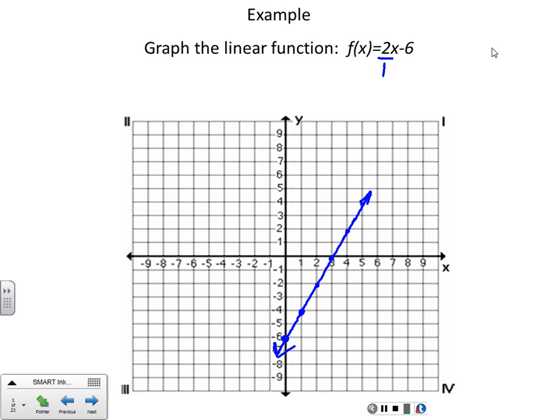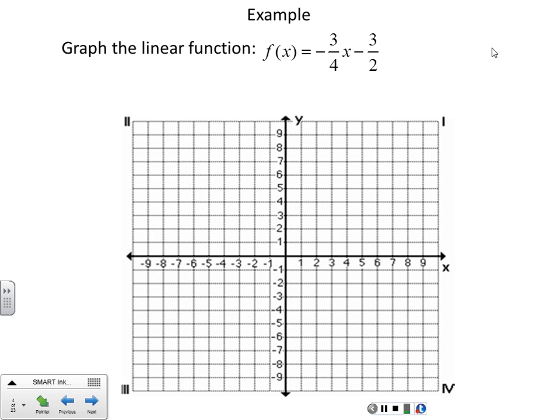Why the arrows? It goes on forever and ever. Very good. Okay. What about this one? It's fractions. Oh my goodness. Where in the world is negative 3/2 on the y-axis? In between negative 1 and negative 2. It's negative 1 and 1/2.